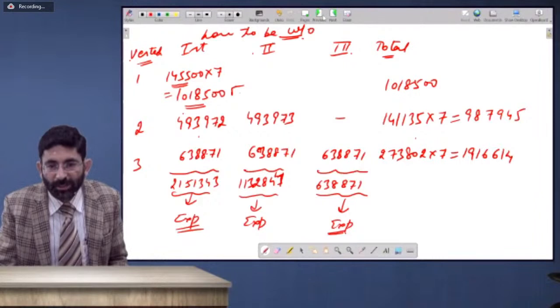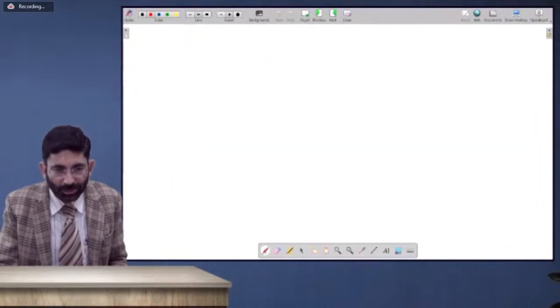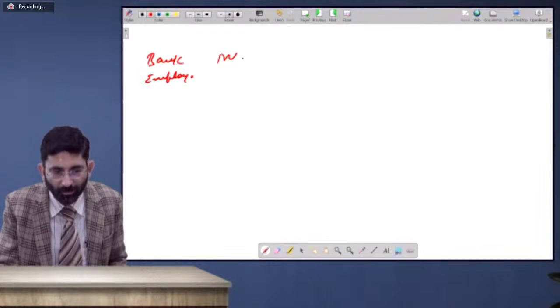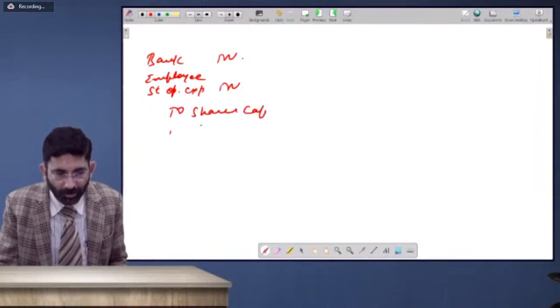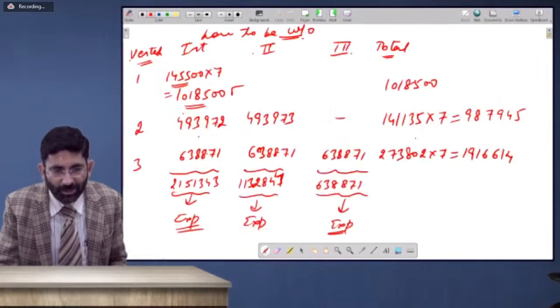One more important thing is there. Just like in illustration number 1, what we have to do in this question, when the shares are issued at the end of first year, we have to pass entry: stock option expense debit to share capital, to security premium. Means these shares are issued according to this 1,45,500.